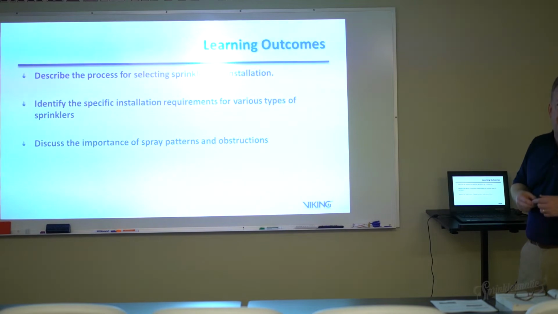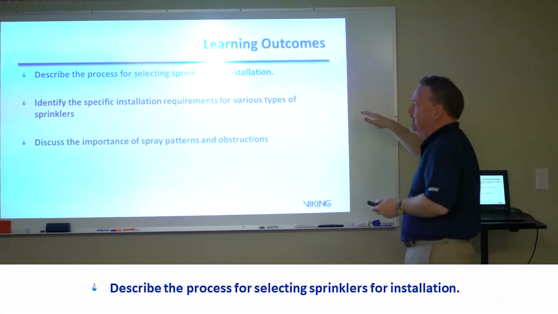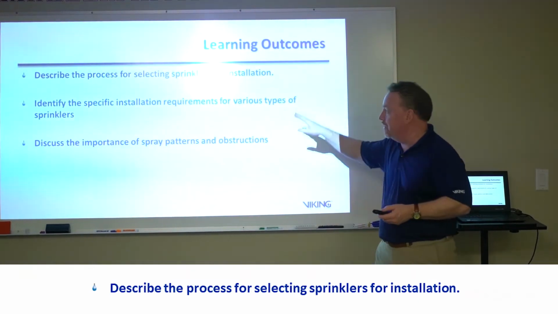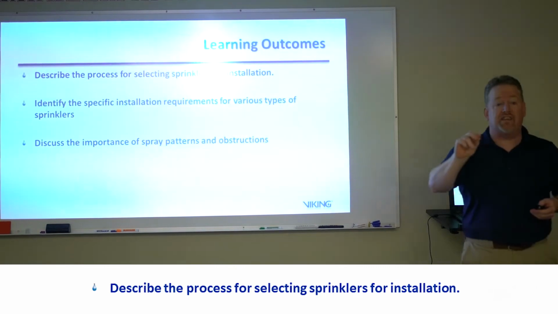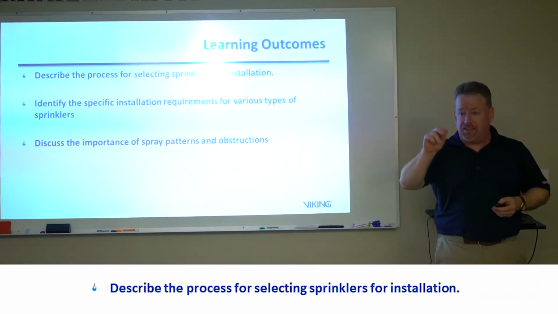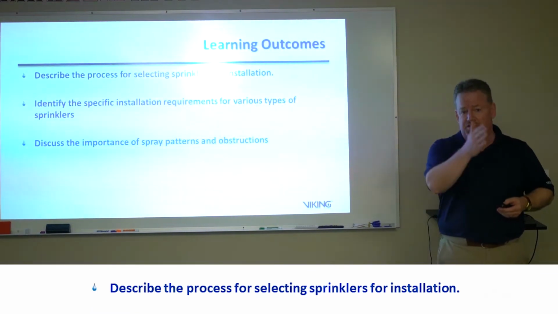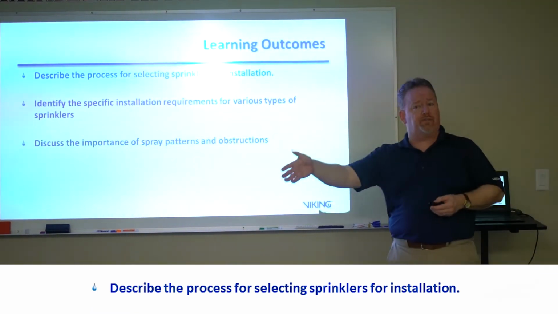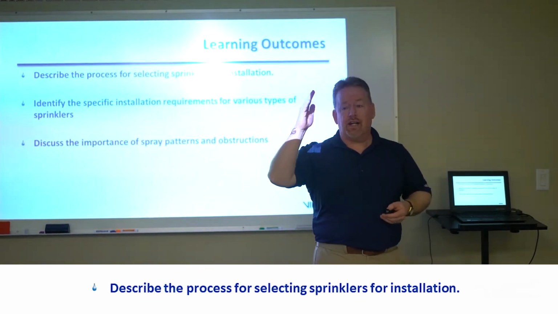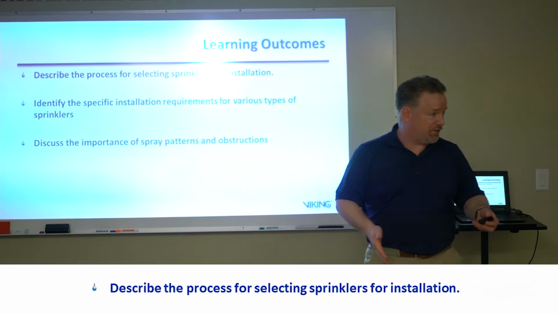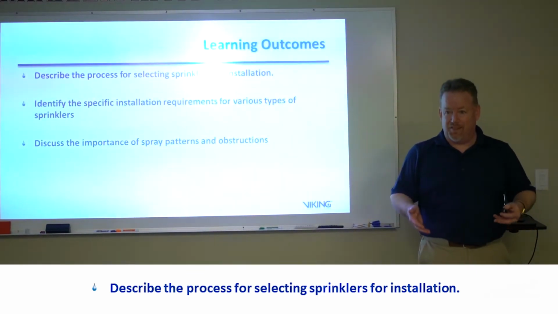So what we're going to look for in the next couple hours here is to be able to describe a process for selecting sprinklers for installation. We've already started into that by saying, what's the hazard classification? So the process begins with getting the hazard classification right. It's going to be different for an office building than it is for the kitchen in a restaurant. You're going to have a different hazard classification. And you're going to have a lot of buildings that have multiple hazard classifications. So how do we deal with that?